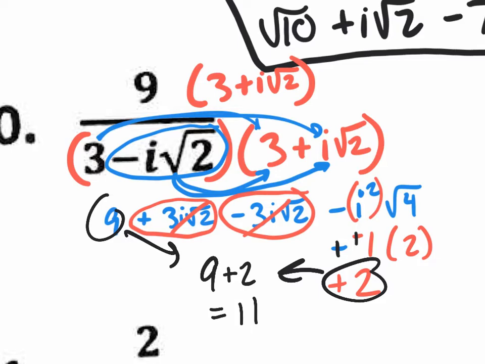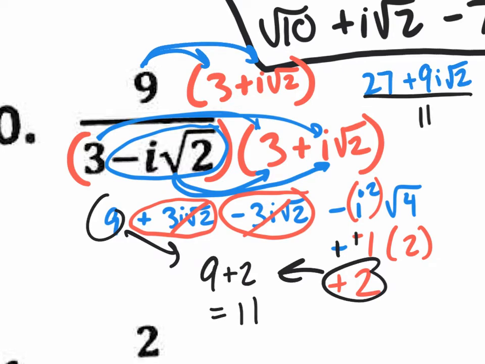What's up on top? We still need to distribute 9 times 3. That's 27. 9 times i square root of 2, that's going to be a positive 9i square root of 2. And that all will be divided by 11. Okay, so that is your answer.